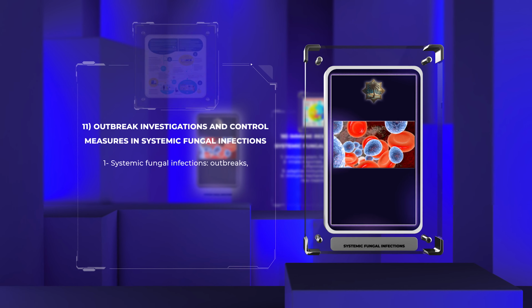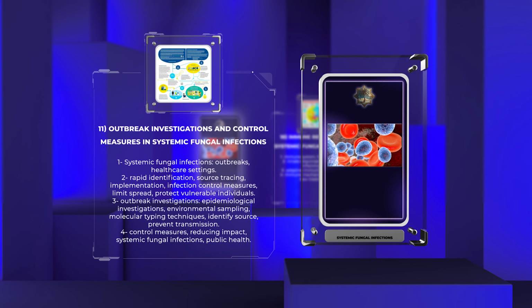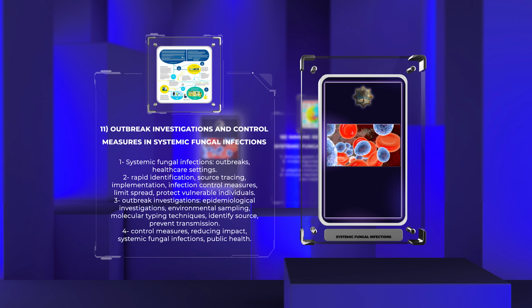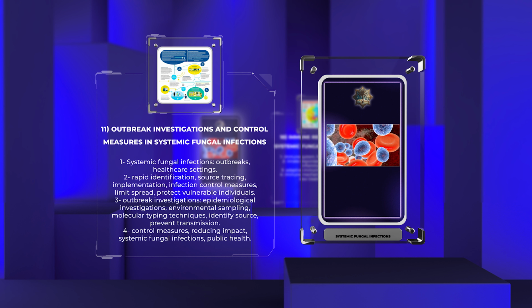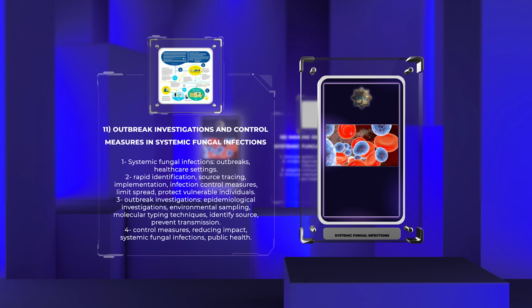Systemic fungal infections can occasionally lead to outbreaks, especially in healthcare settings. Rapid identification, source tracing, and implementation of appropriate infection control measures are vital to limit the spread of infection and protect vulnerable individuals. Outbreak investigations involve epidemiological investigations, environmental sampling, and molecular typing techniques to identify the source and prevent further transmission. These control measures play a crucial role in reducing the impact of systemic fungal infections on public health.